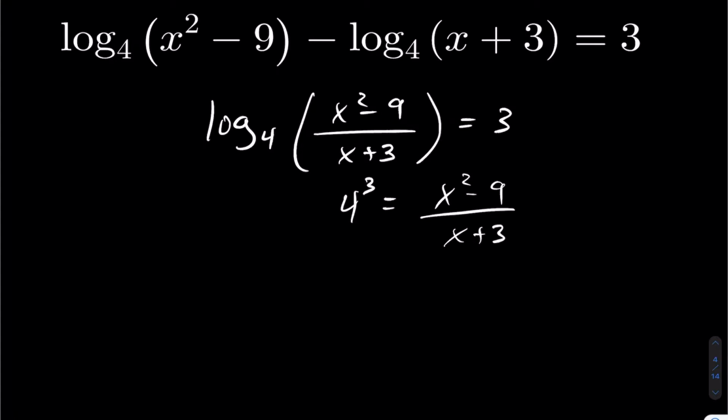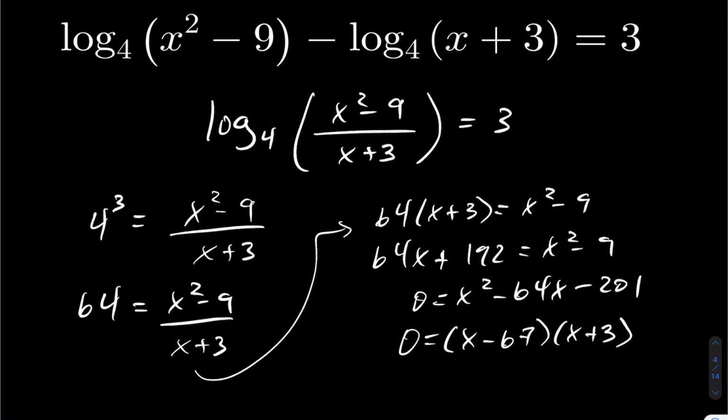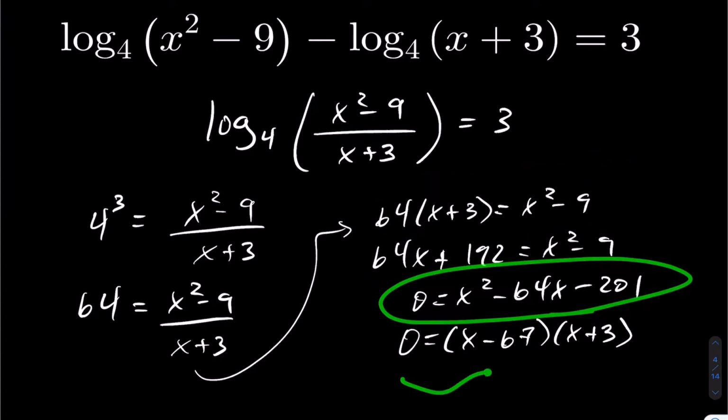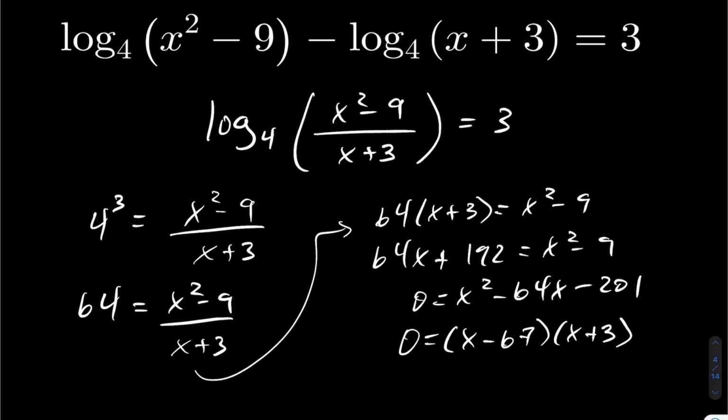So now we're going to go ahead and simplify this and try to bring everything to one side. And again here, if you take a look, I went ahead and evaluated that 4 cubed, multiplied across by x plus 3, expanded, brought everything to one side, and this factored quite nicely as a simple trinomial. And the values of x are 67 and minus 3.